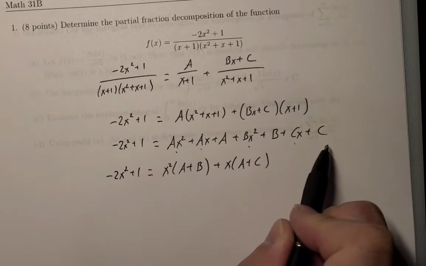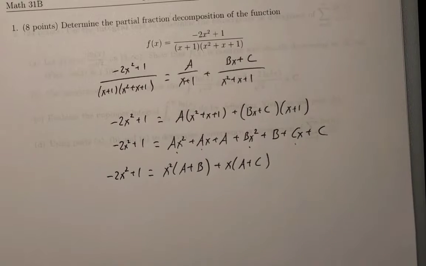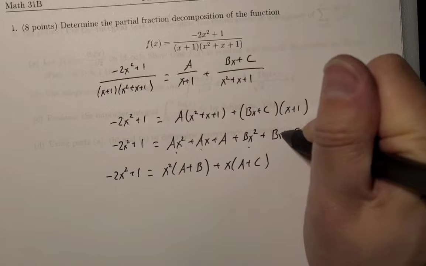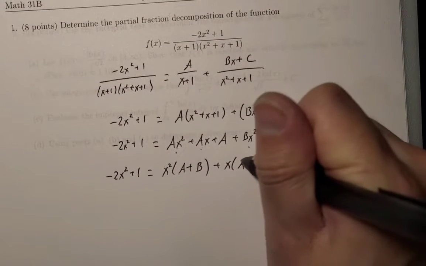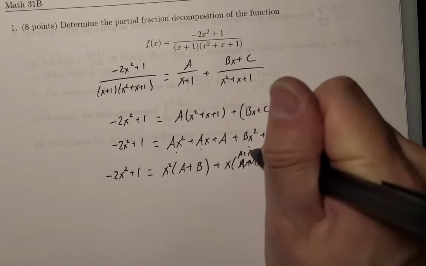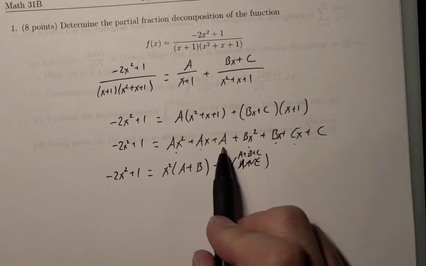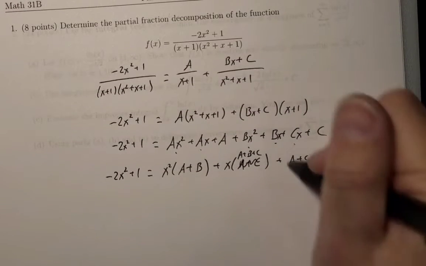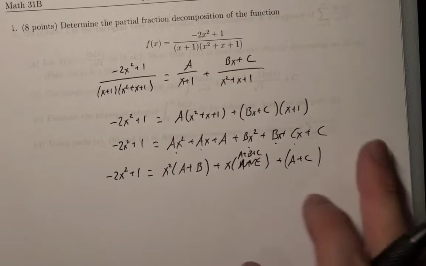Actually, this should be a Bx because I forgot to distribute that. So this should be A plus B plus C over here. So I took care of that also. And A plus C is this constant term over here. So I took care of all the terms.